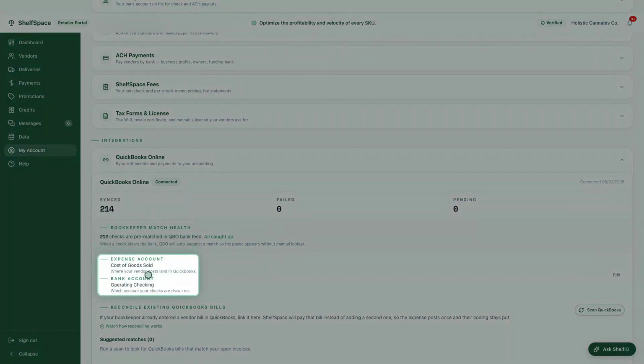Then you choose 2 accounts, and both earn their keep. The expense account is where your vendor costs land. The bank account is the one your checks are drawn on, and that one isn't optional. It's what lets ShelfSpace record each payment against the right account and line it up with your bank feed later.